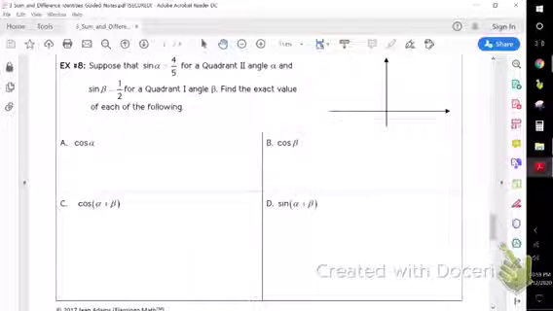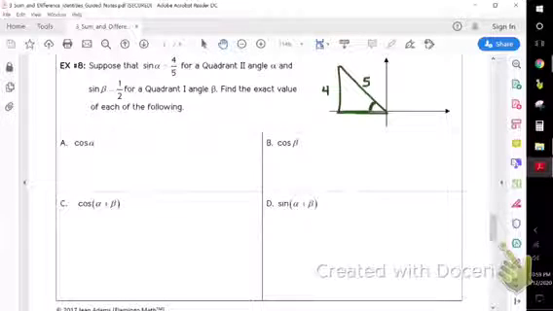It tells us the sine of alpha is 4/5 and it's a quadrant 2 angle. I can look at sine two ways: it's y over r, or opposite over the hypotenuse. If I draw a quadrant 2 angle here and make it into a triangle, the y value, the opposite of my little reference angle, is going to be a 4. My hypotenuse is 5.